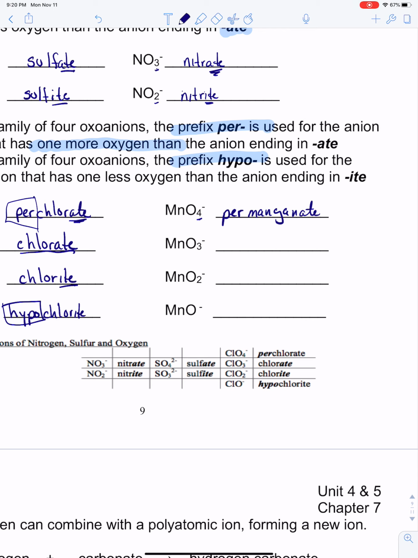So 1 less oxygen than permanganate, we just drop that prefix. This would just be known as manganate. And 1 less oxygen than manganate, MnO2 minus, would be manganite. And then 1 less oxygen than manganite, we'll tack on the prefix. This would be hypomanganite.